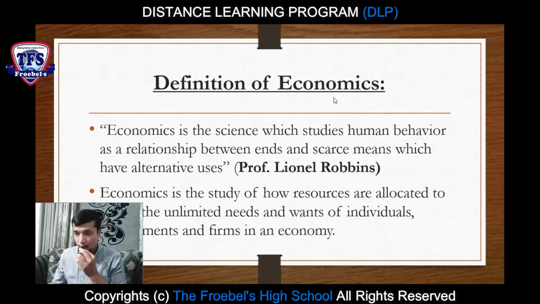Here we have the conclusion of the definition: economics is the science of unlimited wants but limited resources. So how do we fulfill these unlimited wants? Here we have alternative uses. Alternative uses means substitutes of those goods.